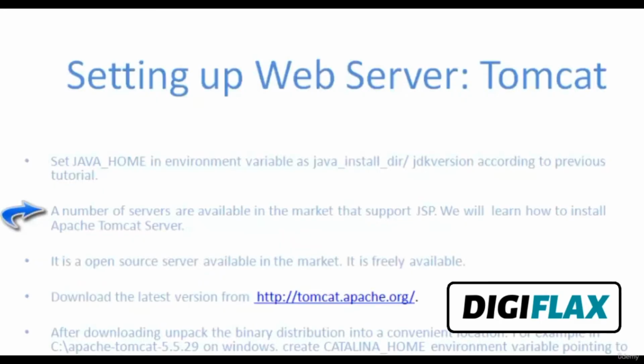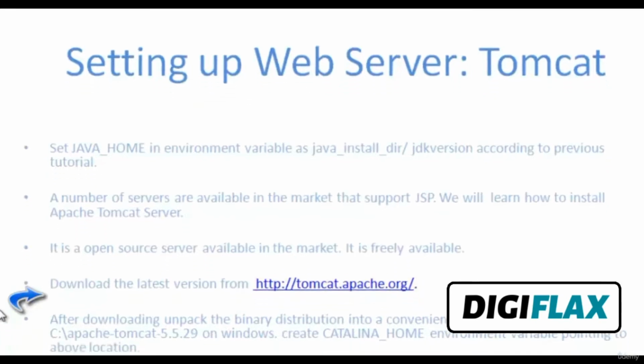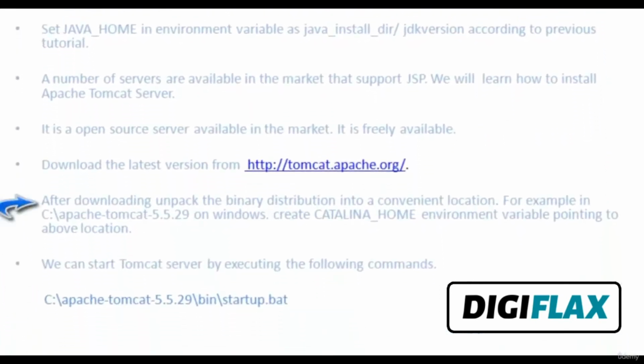A number of servers are available in the market that support JSP. We will learn how to install the Apache Tomcat server. It is an open source server available in the market. It is freely available. Download the latest version from this given link. After downloading, unpack the binary distribution into a convenient location, for example, in C:/apache-tomcat-5.5.29 on Windows.